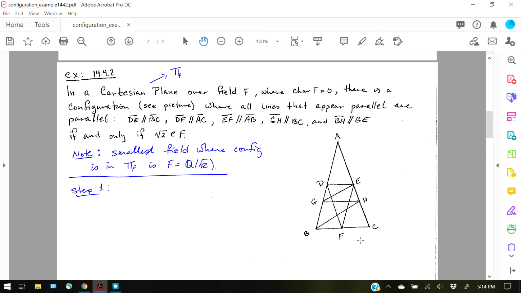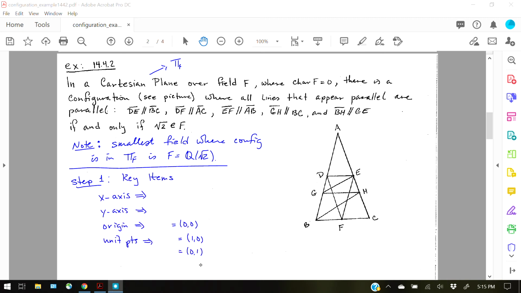So next thing that we want to do is we need to find all of our key pieces of information. We're going to identify our x-axis, our y-axis, our origin, our unit points, and then start labeling everybody. Alright, so in this case, for our x-axis, I always like to take some of the bigger lines possible. And for the x-axis, I always look at the biggest line possible that's as far down in the picture as possible. So here, our lowest line segment would be BC. So I'm going to go ahead and let BC be our x-axis.